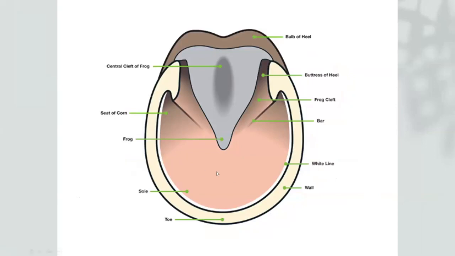All right, so then as we get to the back of the foot, we get to the bulbs of the heel, very important sensitive structures, and we'll talk about the bulbs of the heel when we talk about problems like overreaching and forging, where they're hitting those areas.